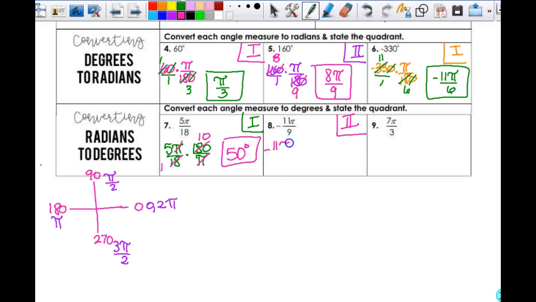So negative 11 pi over 9 times 180 over pi. So I'm going to cancel the pi's out. 9 goes into 9 once, goes into 180 20 times. So negative 11 times 20 is negative 220. So as you go through this, come up with a quadrant when it's in radians. When you find the degrees, then see if you agree with yourself. If you were wrong, fix it, but try and do it not necessarily the easy way so you can start processing through those thoughts.